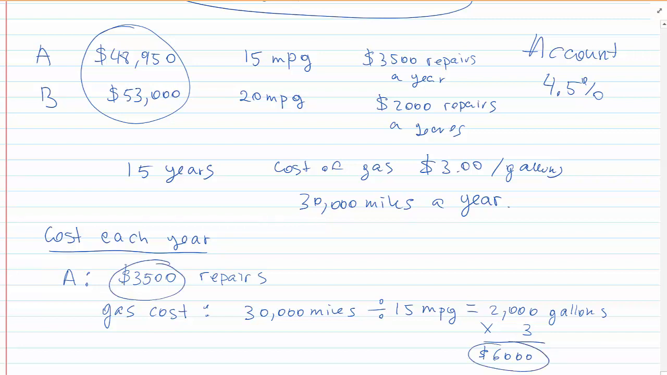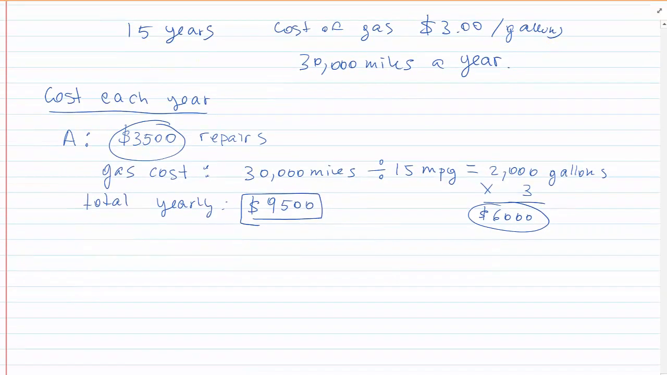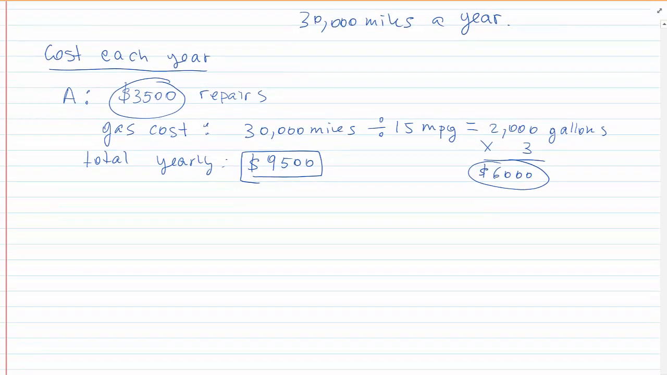So then, for truck A, what are the total yearly costs? The repairs are about $3,500. So $9,500 is what we need to pay each year for the first truck. That's $6,000 plus the $3,500, so repairs plus the gas.